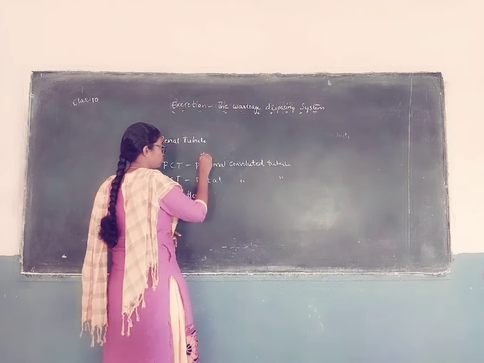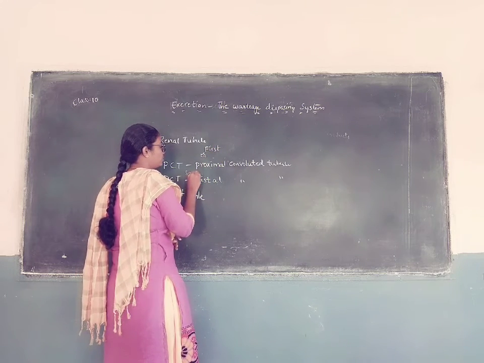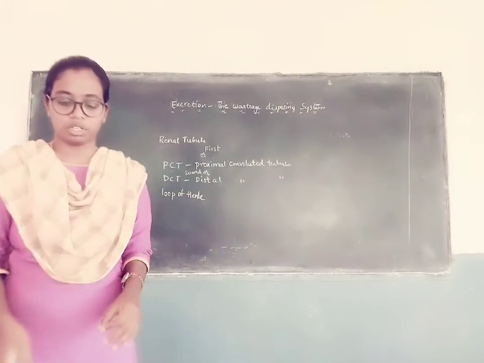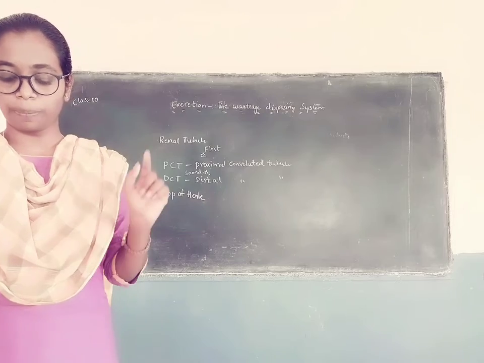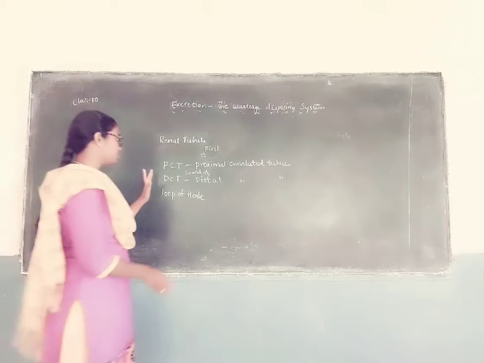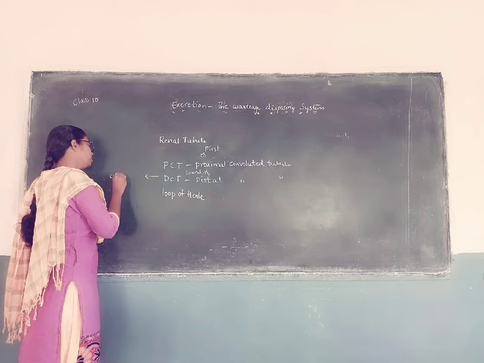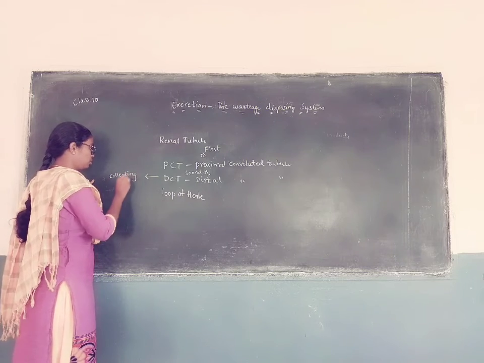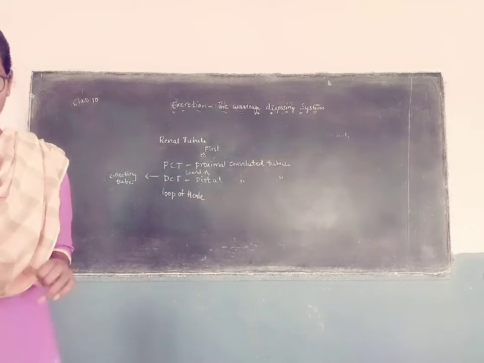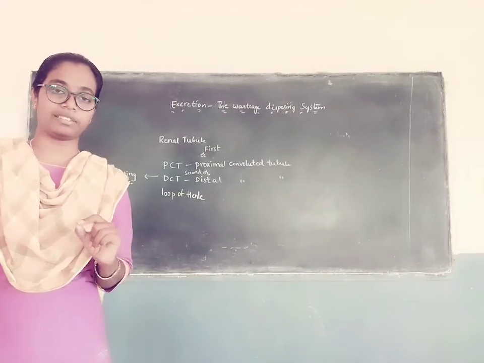It is also known as the first or proximal, and the other is known as the second or distal convoluted tubule. So the DCT opens into a collecting tube. And the collecting tube forms pyramids and calyces, which open into the pelvis.